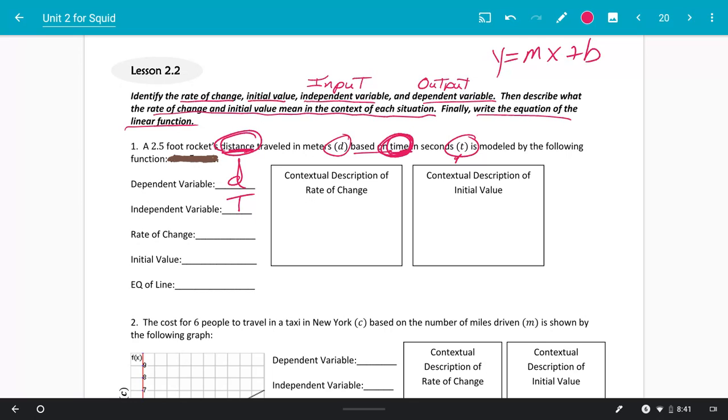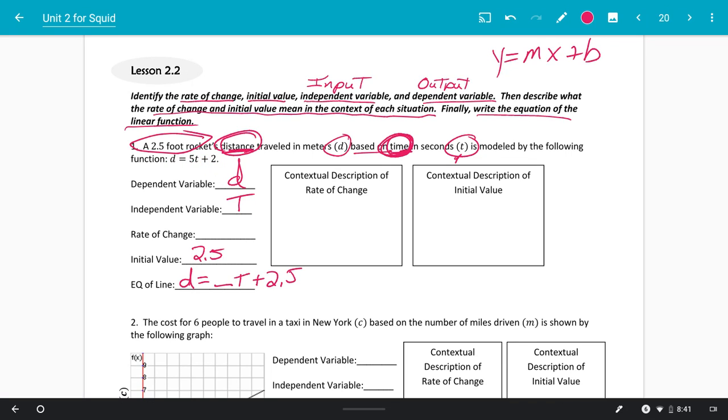What else do we know in this equation or in this thing here? What's 2.5 feet? The rocket. What do you think that is? Is that a kitten or is that initial value? That's my initial value. That's how tall it is. So my initial value is 2.5. Only thing I don't know is my rate of change. So right now I would know D equals something times T plus 2.5, right? Because the only thing I don't know is my rate of change.